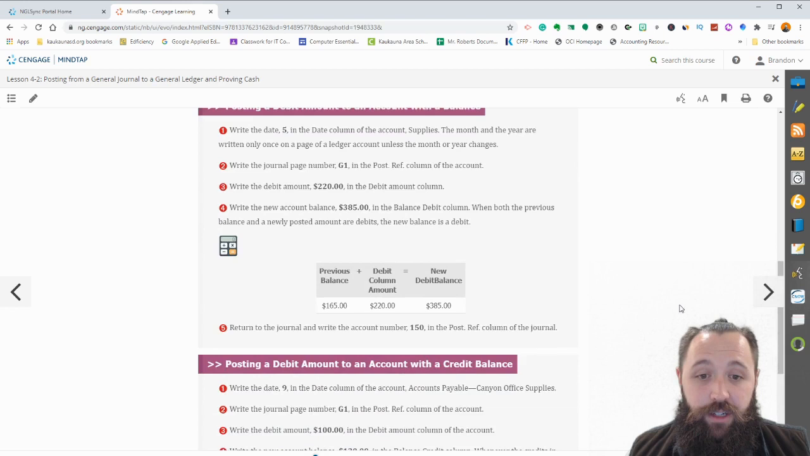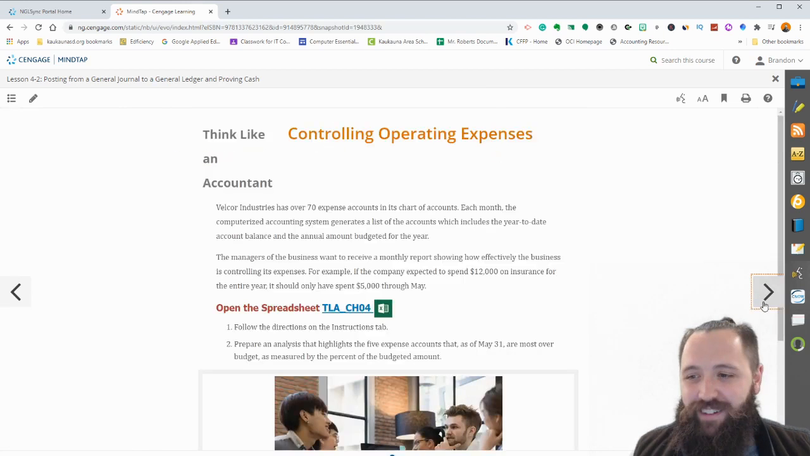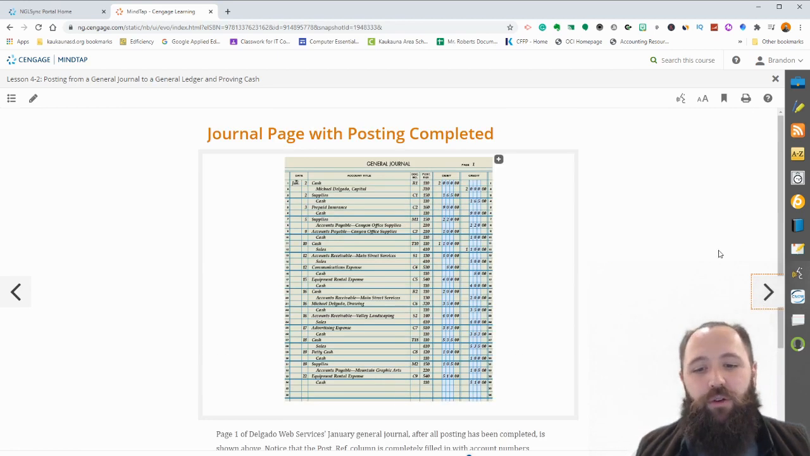You're going to continue to do this on your own, and it gets easier as you do it. So then it just kind of shows what a journal page looks like when posting is all completed. And this is it, right? This is what you did on your last test. If it's all completed, you can see all these post reference numbers, right? You can see all of them there. And that shows that this general journal page has been completed.